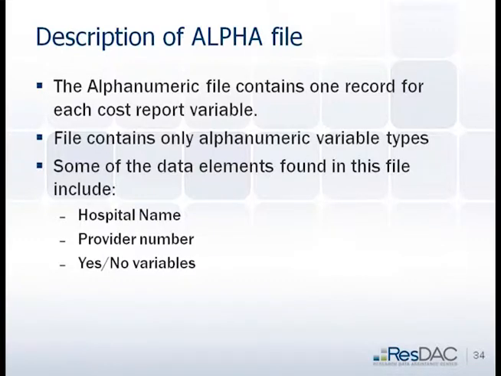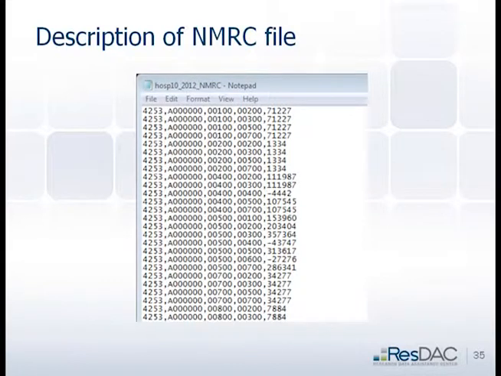Some of the data elements in the alpha file would include the hospital name. Yes, the provider number is an alpha variable because it has a leading 0. And yes, no variables are also examples of what would be found in the alpha numeric file. The numeric file looks almost identical to the alpha file, 1, 2, 3, 4, 5 columns, except we've got all numbers on the end.